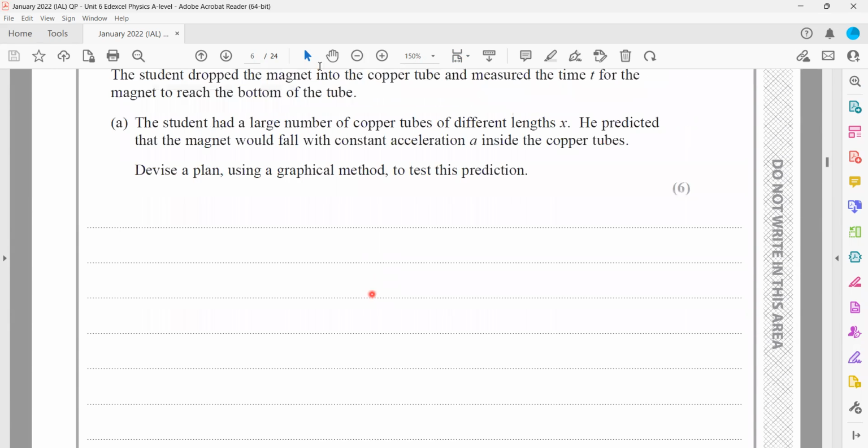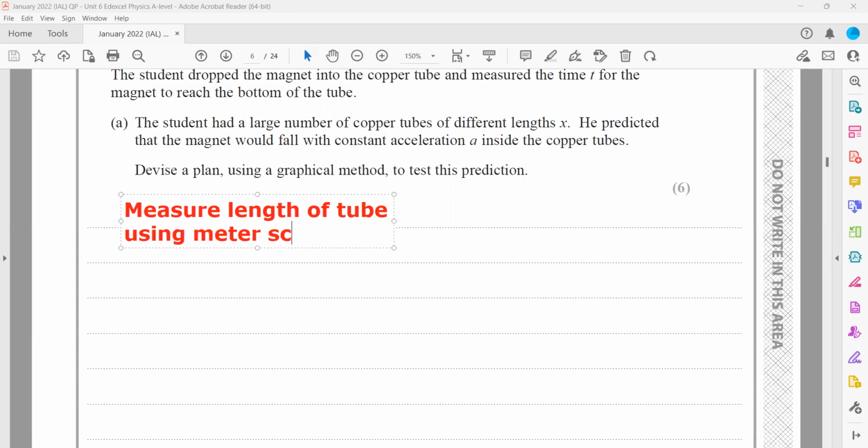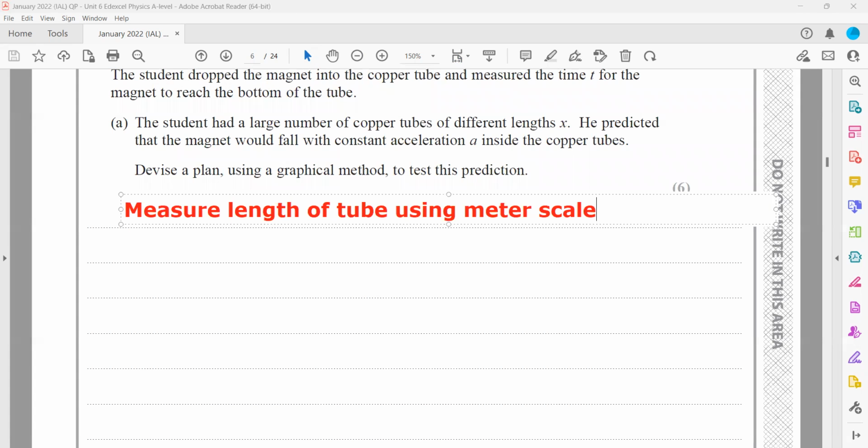So first, we can measure the length of the tube. You should mention the apparatus, using a meter rule or a meter scale. Then avoid parallax error, because when you are measuring a length, you should avoid the parallax error.